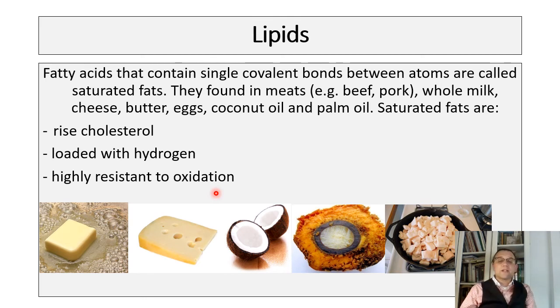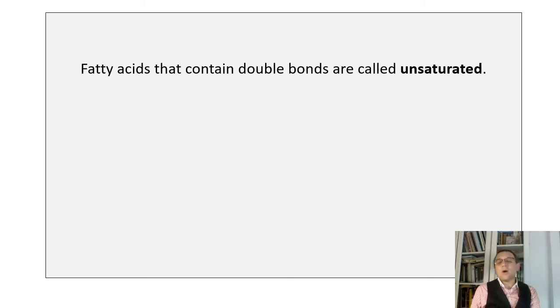cook using this type of fats. So now we've learned that saturated fats do not form a lot of free radicals, even when we cook and temperatures are high. But there are other fatty acids. Let's take a look at those ones.